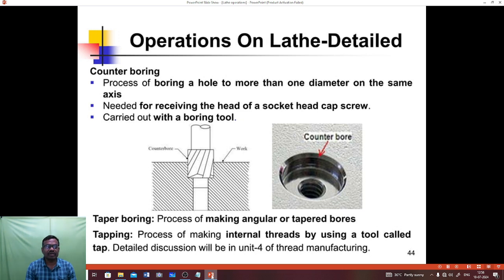Tapered boring is the process of making angular or tapered bores. Tapping is the process of making internal threads by using a tool called a tap.